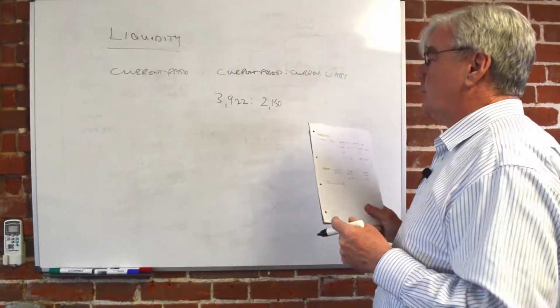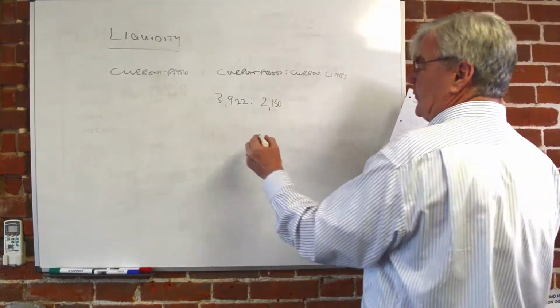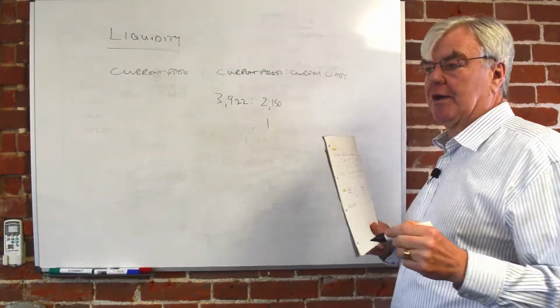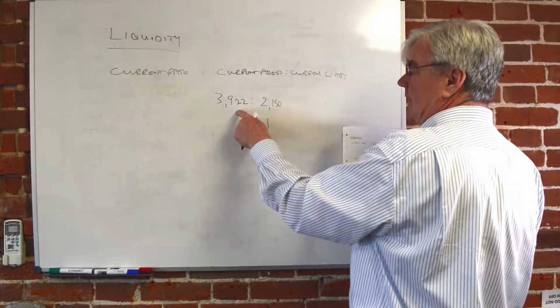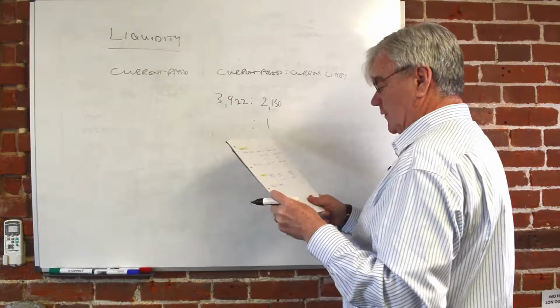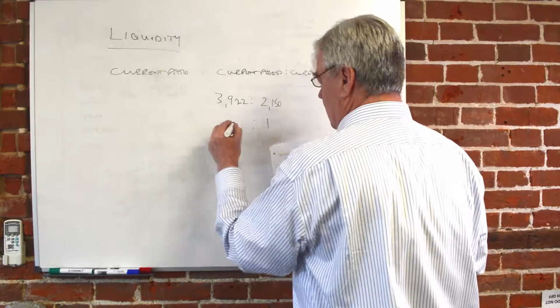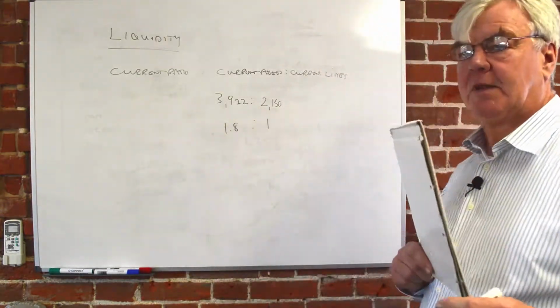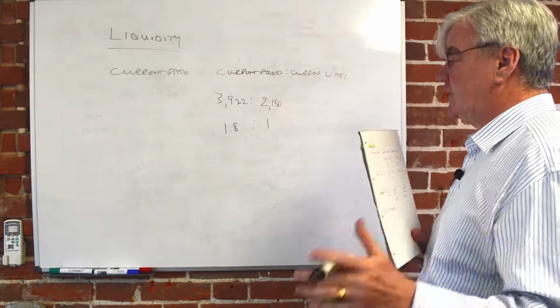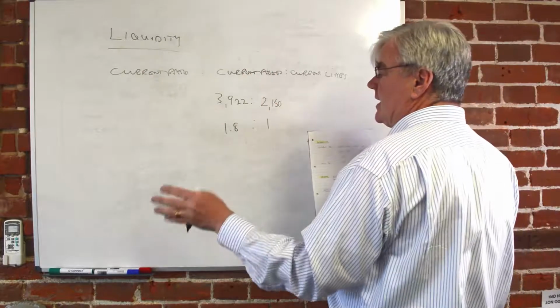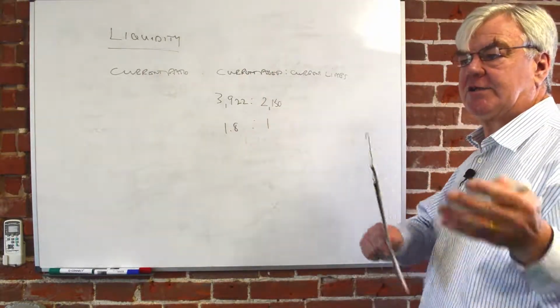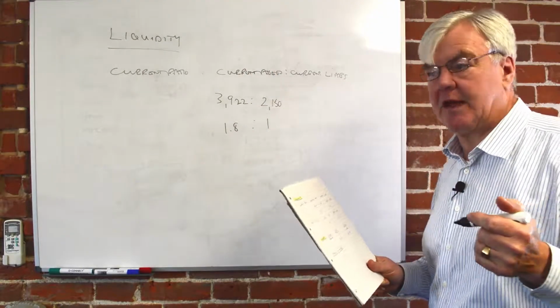Now you'll agree that whilst that's true, it's not the most friendly way to express a ratio. So what we normally do is convert this to something to 1. If you divide that by that, you'll find it comes close enough to 1.8 to 1. That's how we define the current ratio, and it's easy to understand: we've got nearly double the amount of current assets that we have current liabilities within our balance sheet.